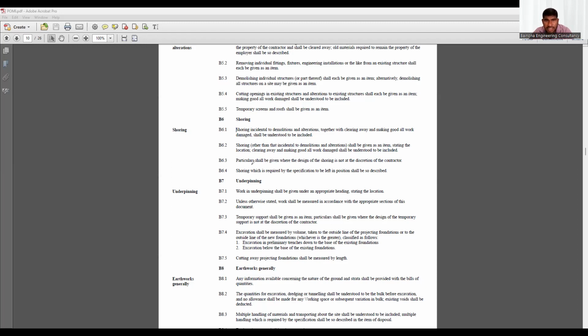Also, they said particulars shall be given, where the design of the shoring is not at the discretion of the contractors. They are saying that the design of the shoring sometimes goes with the contractor's design, or sometimes with the consultant's design. In most UAE projects, shoring is designed by the contractors, because this is the municipality requirement. As a main consultant, yes, he can design it, but there are specialist companies in UAE.